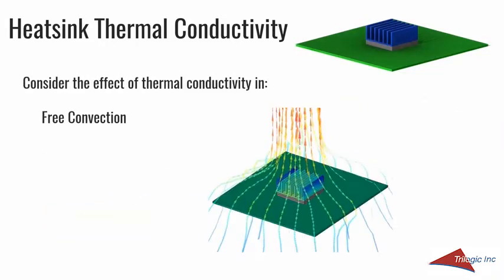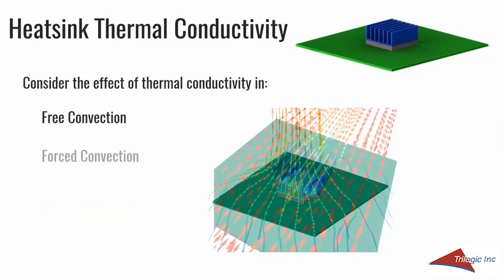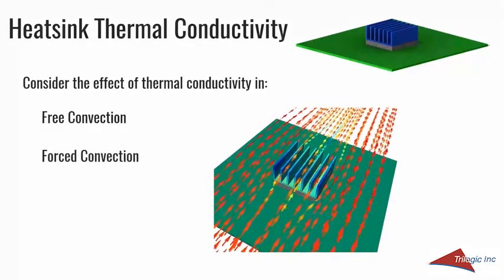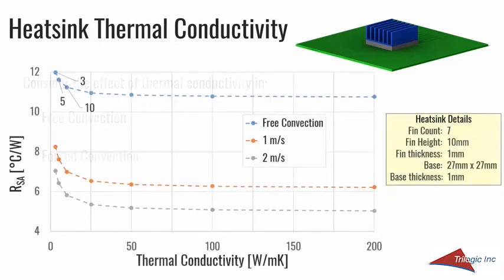And we're going to look at that in both free convection and forced convection environments. So I set these models up in Flowtherm, and here are the results. On the vertical axis, I have sink to ambient thermal resistance. Horizontal axis, the thermal conductivity of the heat sink. And over to the right are some dimensions of the heat sink.